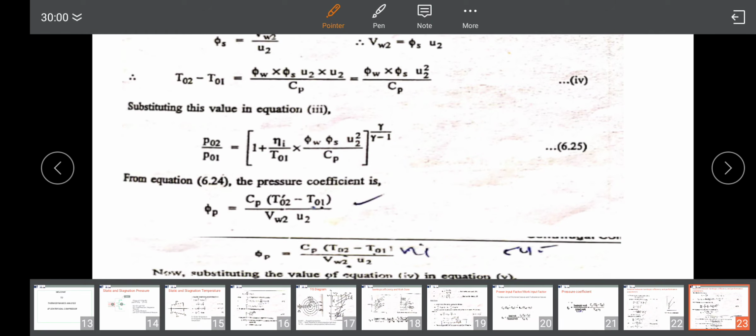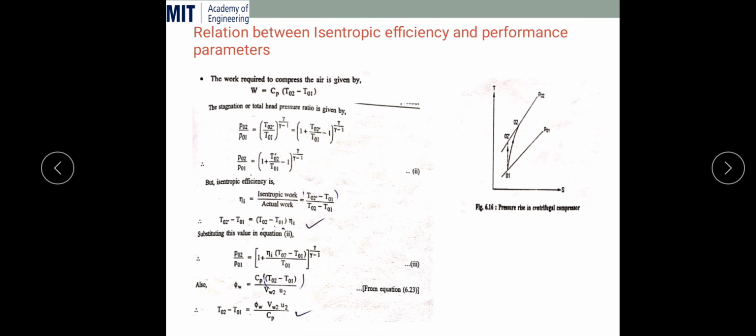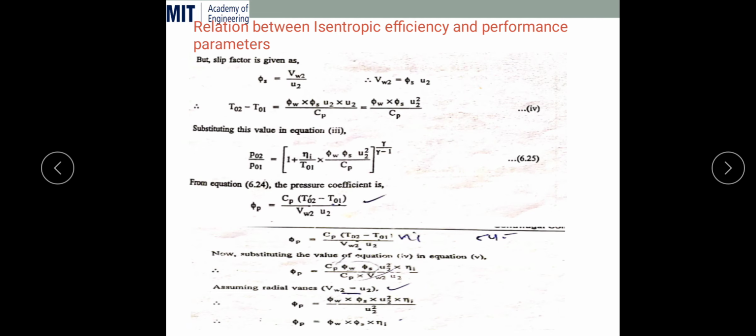So we don't need to take this pressure coefficient equation also, we can practice it afterwards. So we can get the equation. The important one is what? Pressure coefficient is equal to work input factor into slip factor into the isentropic efficiency, which is an important one.